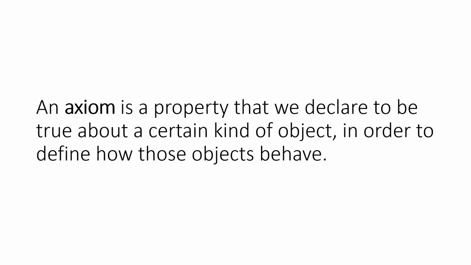So what is an axiom? An axiom is a property that we declare to be true about a certain kind of object in order to define how those objects behave. So axioms are kind of the same as definitions, except that they define behavior instead of just terminology. They don't just say that you're going to use a word to mean a certain thing. They say that these things that you've defined are going to behave a certain way.